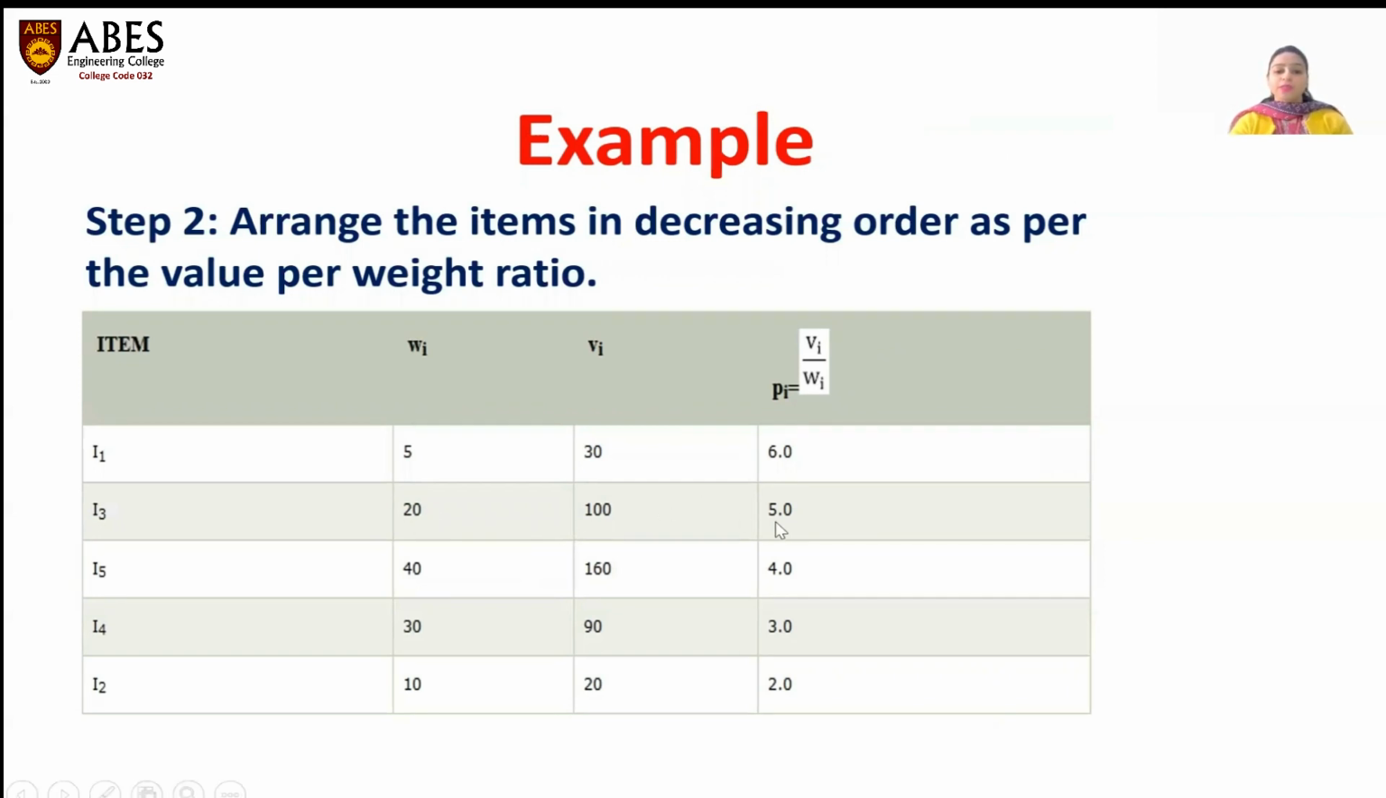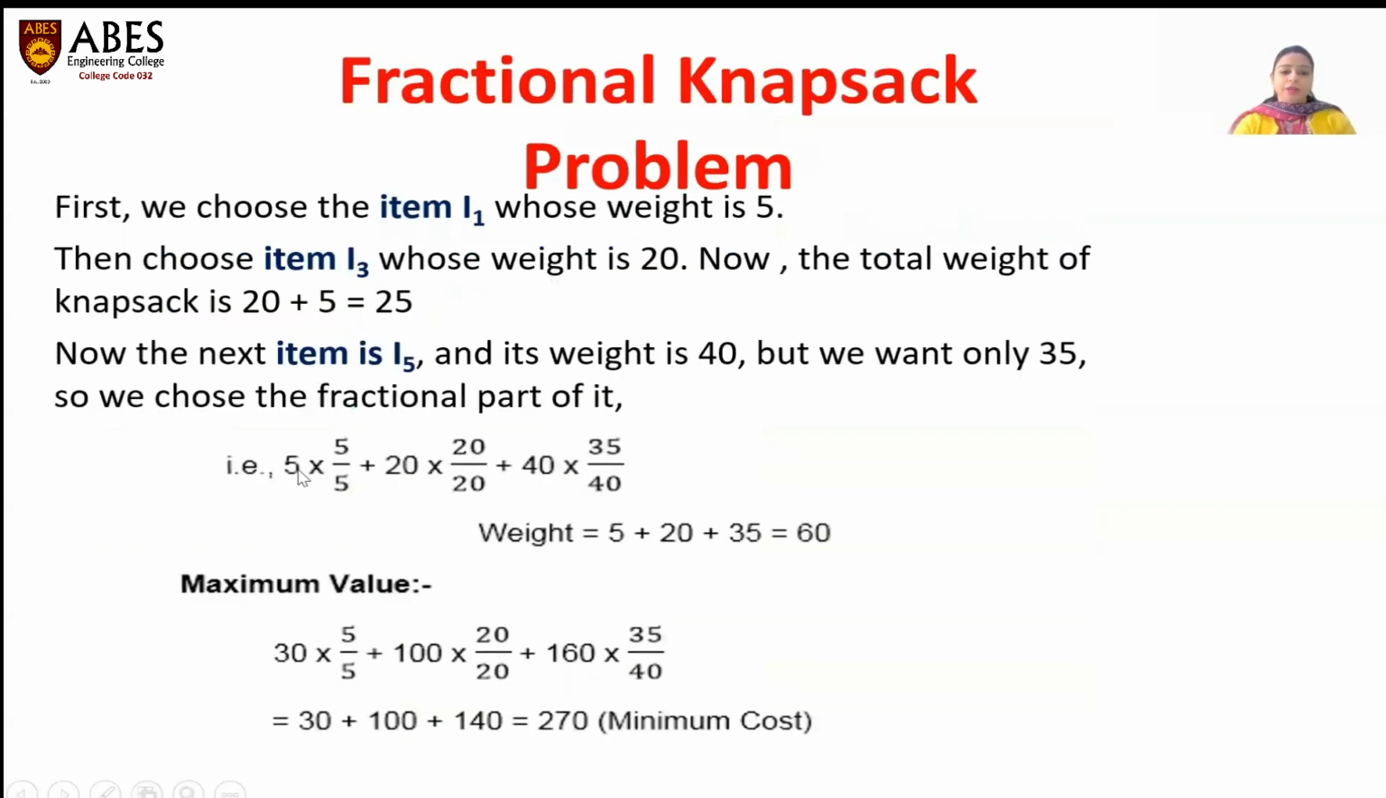Another ratio value is 5.0, so we carry the next item, that is I3, having a weight of 20. So 20 plus 5 is 25, which is also less than 60. So we can take another item having a ratio of 4.0 and a weight of 40. After adding 40 to 25, the total would be 65, which is greater than the maximum capacity of the bag, that is 60. So we'll take the fractional part of item I5. See here, we have taken the first item as it is, the second item in full, and the third item we are taking as a fractional part.